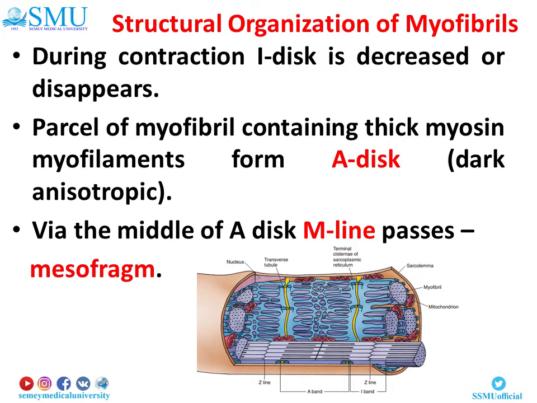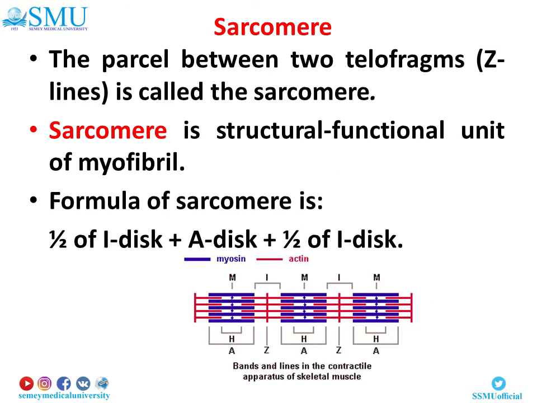Parcel of myofibril containing thick myosin filaments form A disc, dark and anisotropic. Via the middle of A disc, M-line pass. It is called mesophragm. Sarcomere. The parcel between two telophragms is called the sarcomere. Sarcomere is structural functional unit of myofibril. Formula of sarcomere is 1 second of I disc plus A disc plus 1 second of I disc.